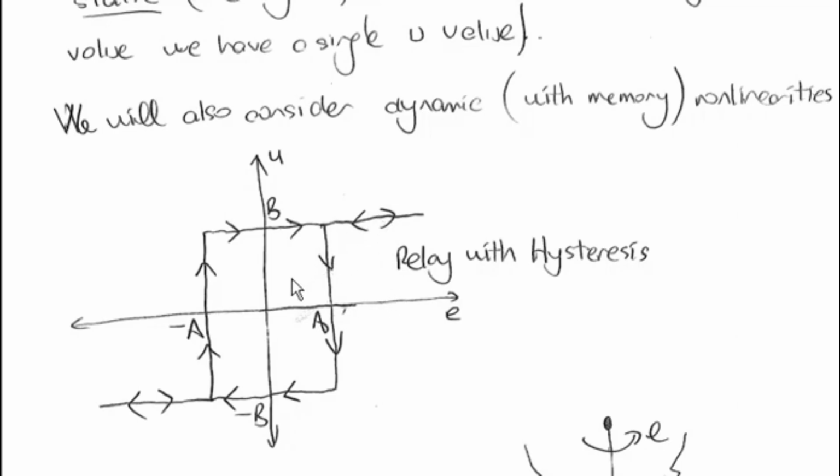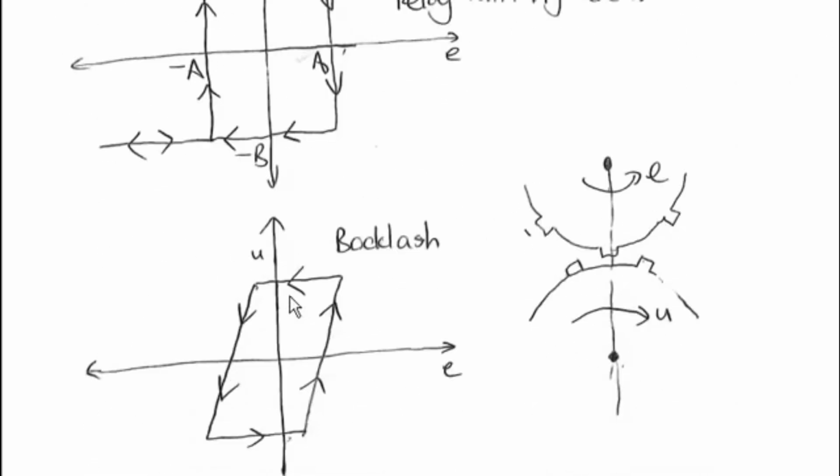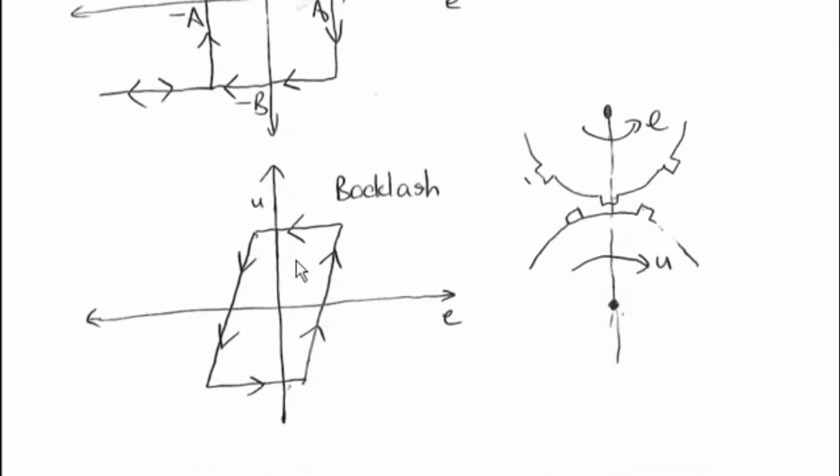So in some way, the behavior of this nonlinearity is dependent on the derivative of E, which means that this nonlinearity has some memory in it. So this is therefore a dynamic nonlinearity. We have also seen a second type of dynamic nonlinearity that is called backlash, and this appears in the motion of this type of gears, where there are some spaces between the cogs of the gears here.